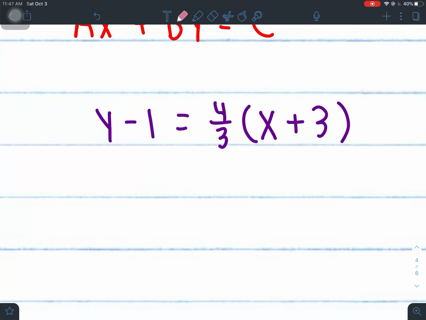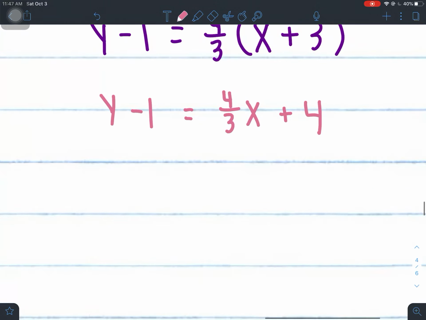Okay, first step here is I'm going to distribute. Now I'm distributing because I'm starting to go to standard. So I have to start in point slope, go to slope intercept, and then standard. So we have 4/3 times x, which is going to be 4/3 x. 4/3 times 3, which is going to be a positive 4.